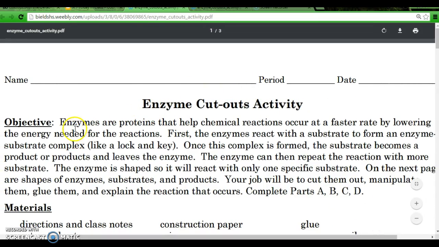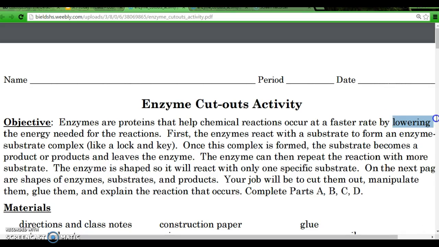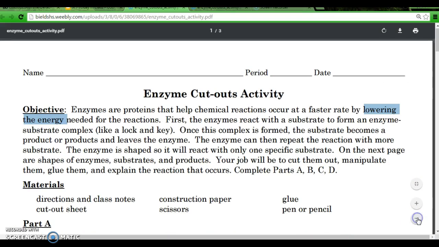And basically, you need to know that enzymes are proteins and they help chemical reactions occur faster. So I would underline faster. They increase the rate at which the reaction takes place. They also are going to lower the energy required, right over here, lower the energy required for the reaction to take place. So those are very important things to know.